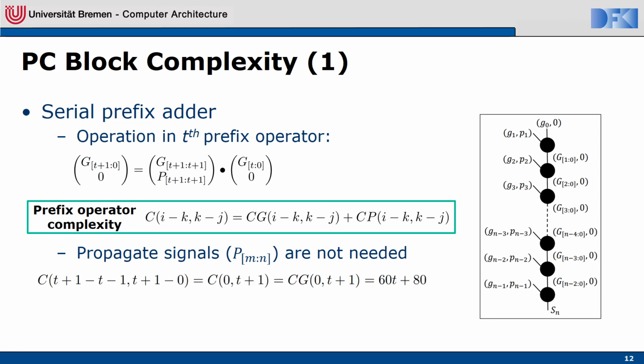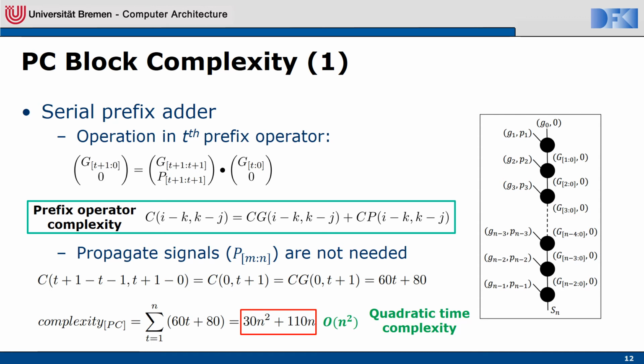Finally, we can get the complexity for a single prefix operator. By adding up all the operators' complexities, we can obtain the complexity of a serial prefix adder PC block. The order of the complexity is O(n^2). It means that it has quadratic time complexity. The complexity of verifying the whole adder is also quadratic, as adding up the complexities of first and third stages does not change the order.